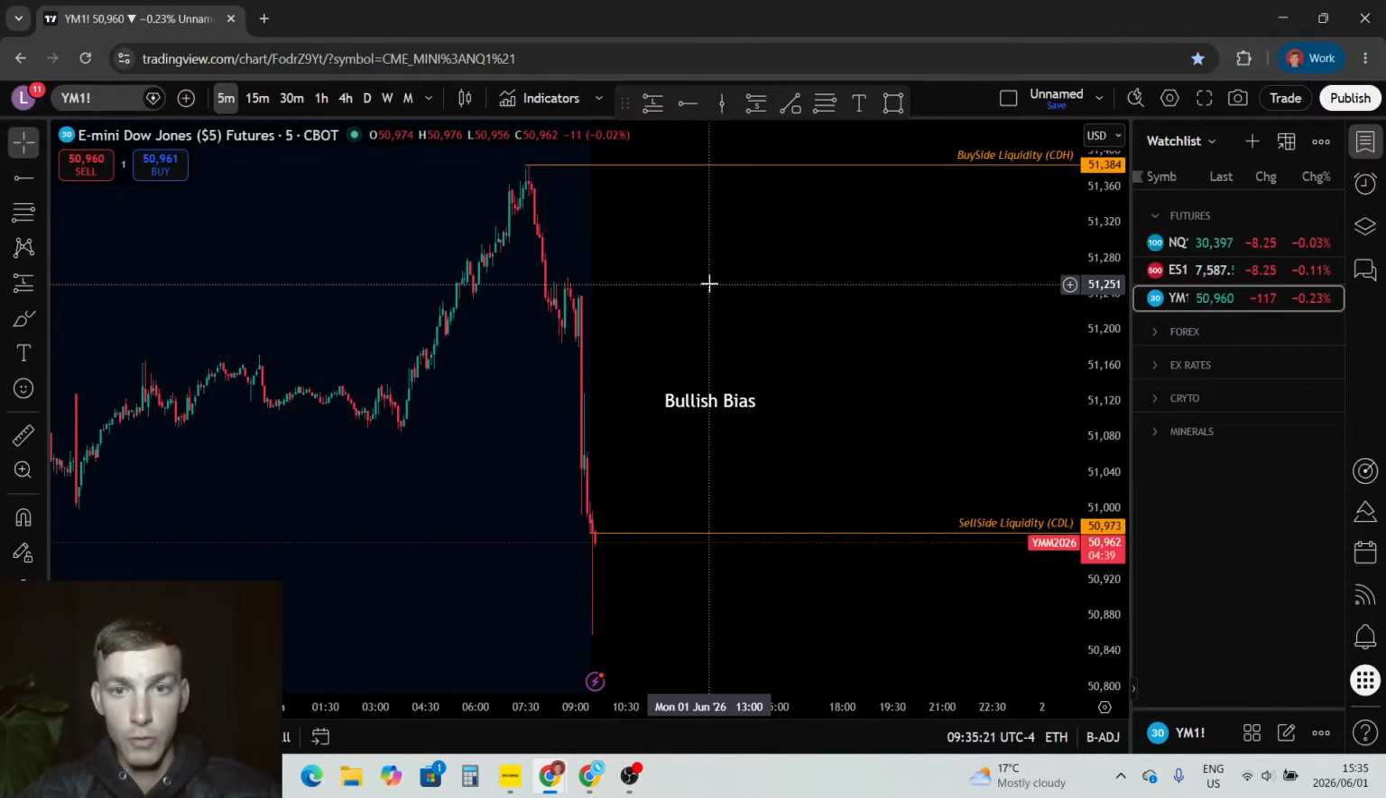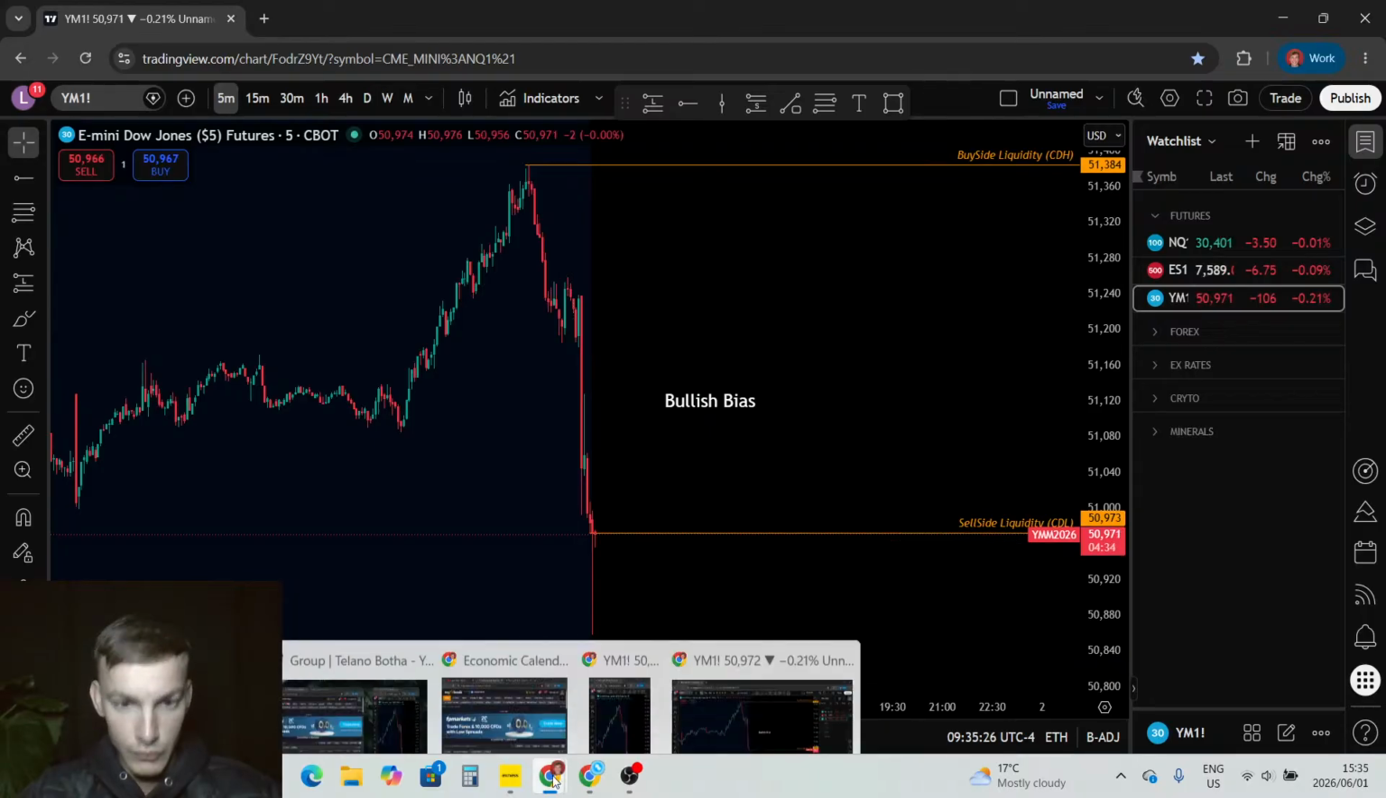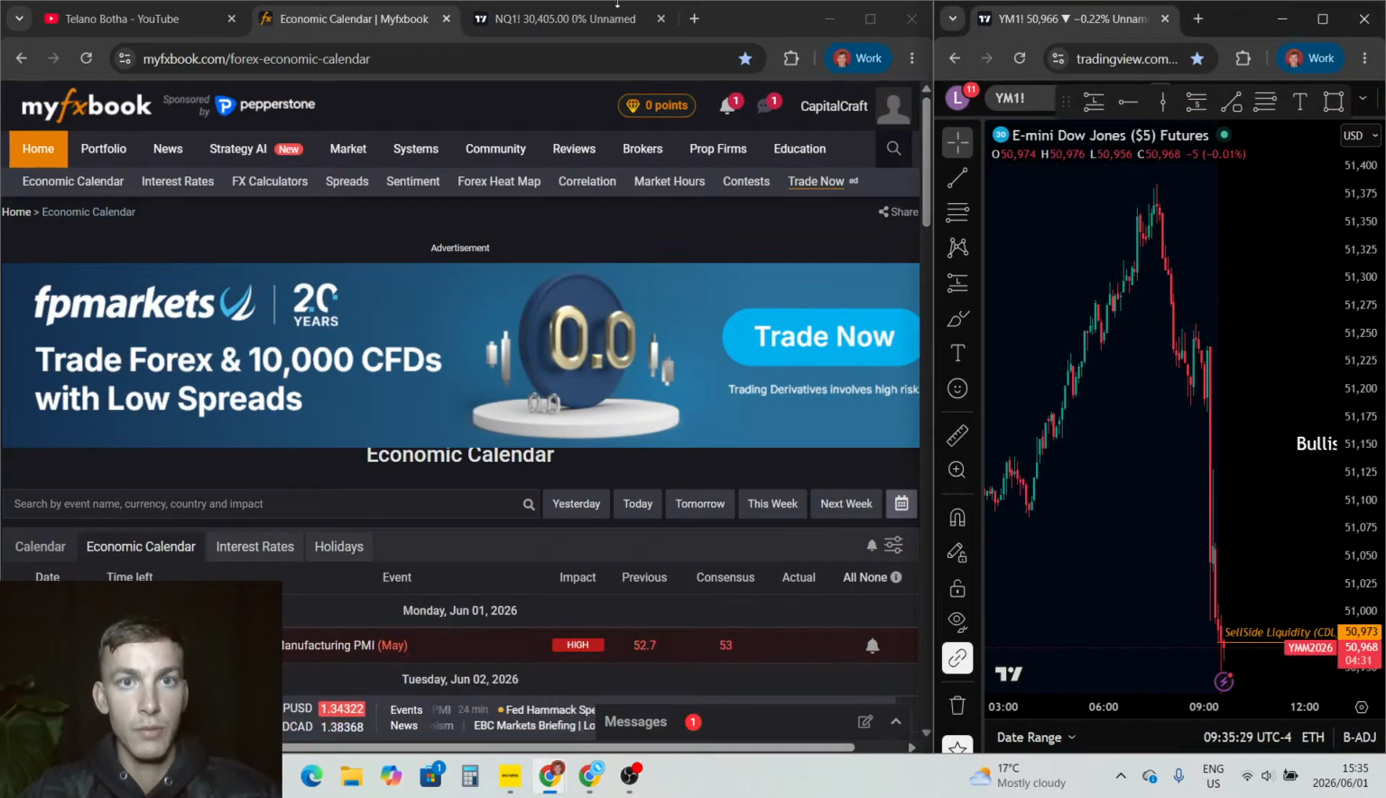We still have buy side open. So if we look at all three of our indices as a whole, and what I'll do here is I will move over to a better view.